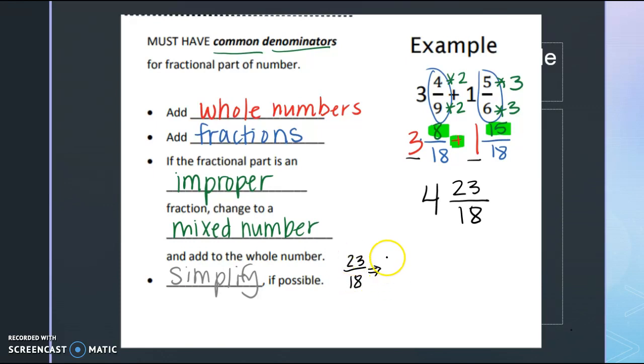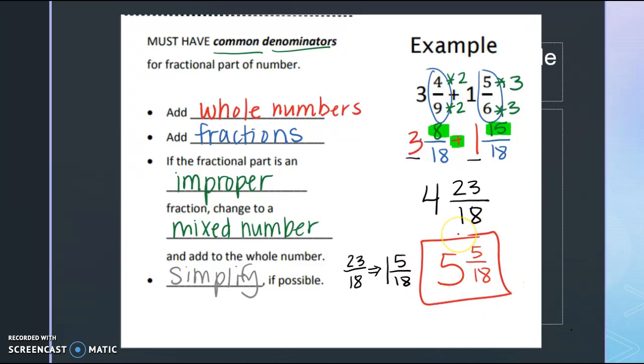So 18 goes into 23 one time. And I'm left with 5 left over. So 1 5/18. Now, this 1 5/18 needs to be added to our whole number of 4. So I'm going to add this whole number 4, that whole number 1, and I get a total of 5. And then the fraction that's left over is 5/18. 5 5/18. So we just took this improper fraction, made it a mixed number, and then added that to our whole number.